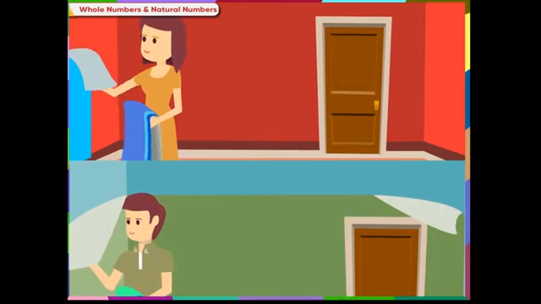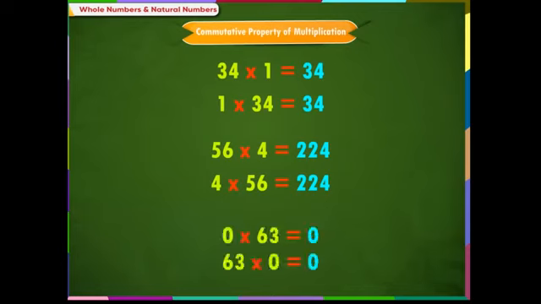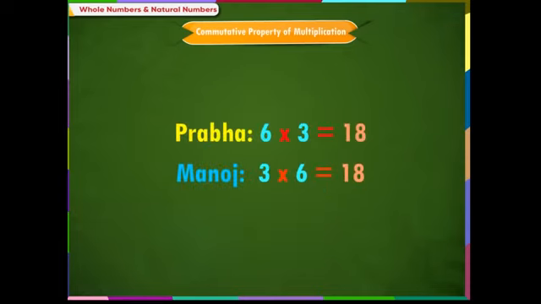Let us look at some examples of multiplication. Observe that the product of two whole numbers is the same irrespective of the order of the factors. This property is called commutative property of multiplication. Thus, Prabha and Manoj both have put the same number of wallpaper pieces.